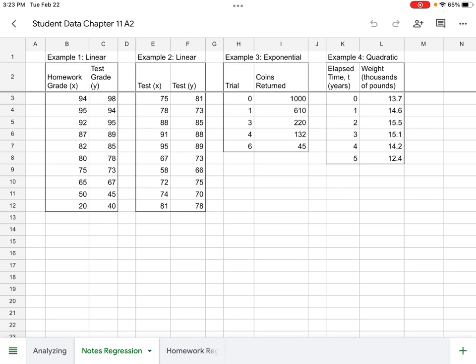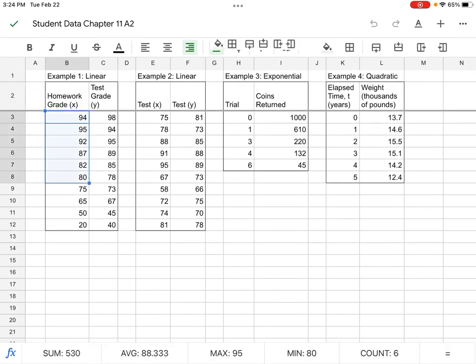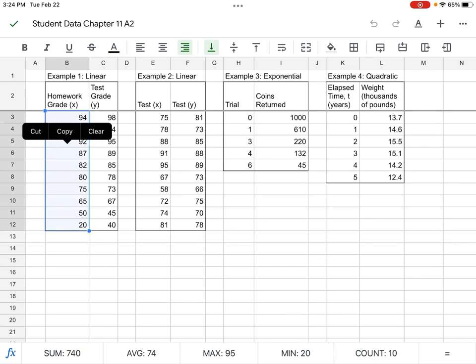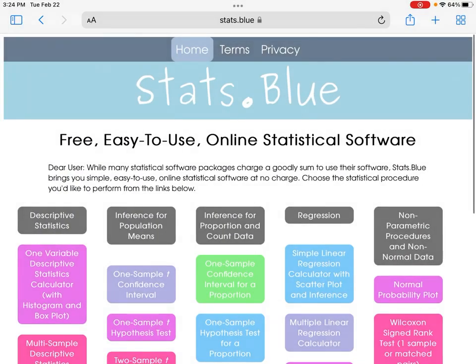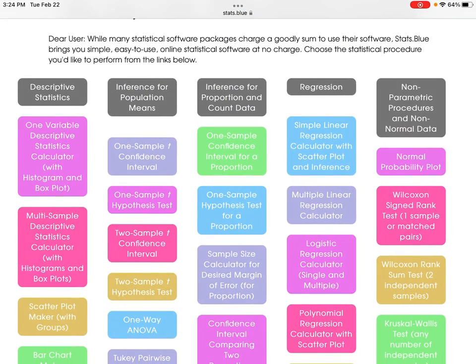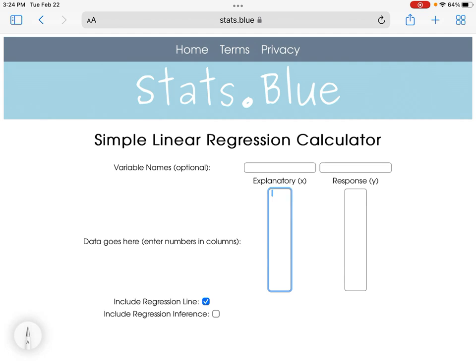So, once again, we're using stats.blue. Like our previous lesson, you'll go ahead and copy each column, and then you will go to stats.blue, and this time you won't choose one variable descriptive statistics, but this is a linear regression, so you'll choose the blue linear regression, and you'll go ahead and paste this in. Okay, so I also want to type in my variable name. This I'm going to say is homework grade.